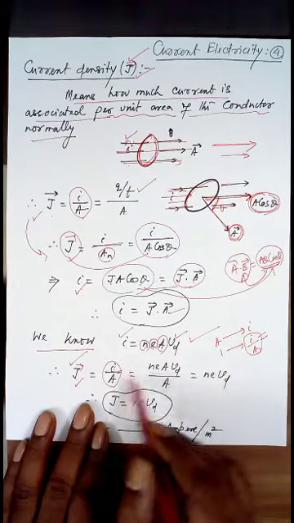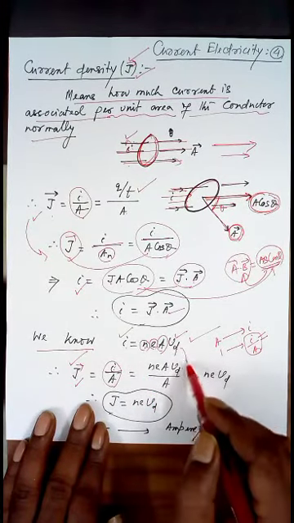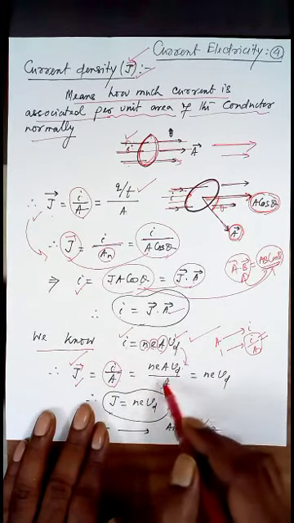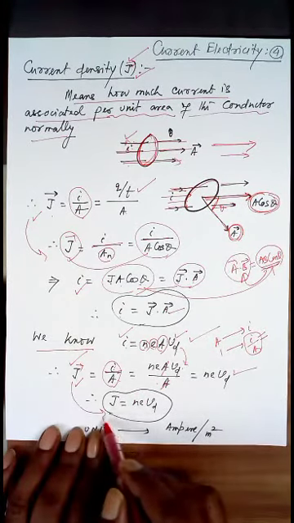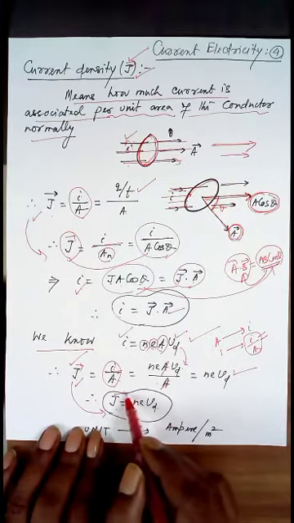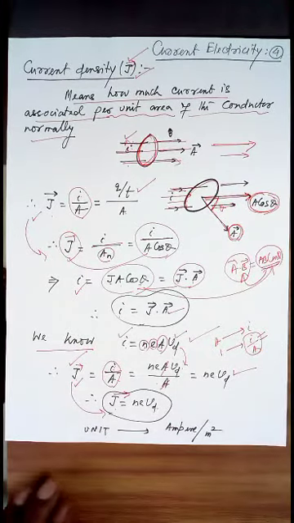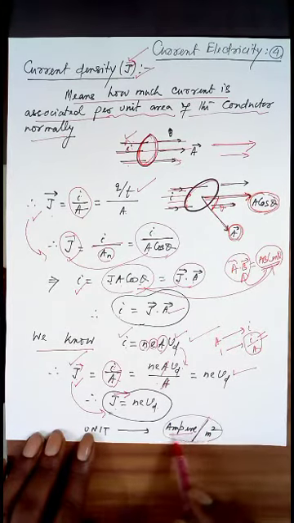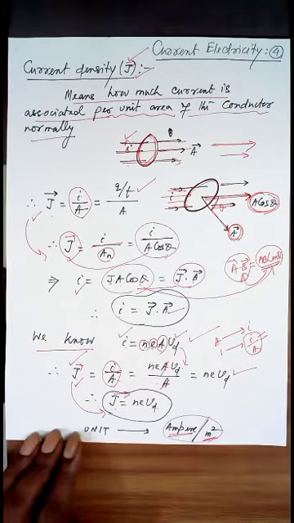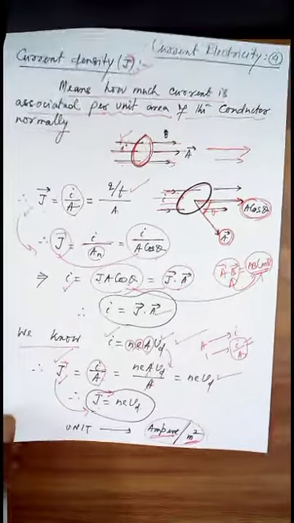So for I substitute N E A Vd. This A cancels, so I am left with N e Vd. So your current density J is equal to N e Vd. It is a vector quantity. Now what will be the unit? The unit is ampere per meter square. How much current per unit area? Now let us go to the next page.